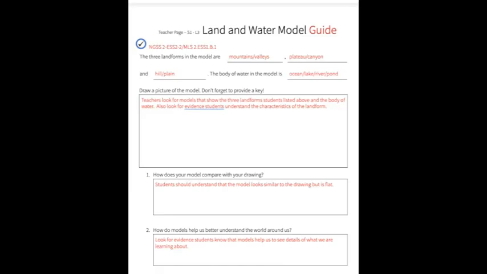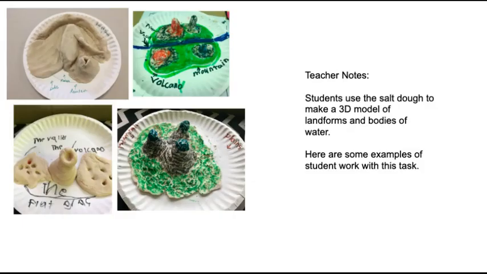Ask students to share and explain their models to the class, including any characteristics they were able to show. Ask them, are there any characteristics they could not show with their model? Here are some examples of finished student landform models. These examples are also found in the teacher tutorial linked on our website.